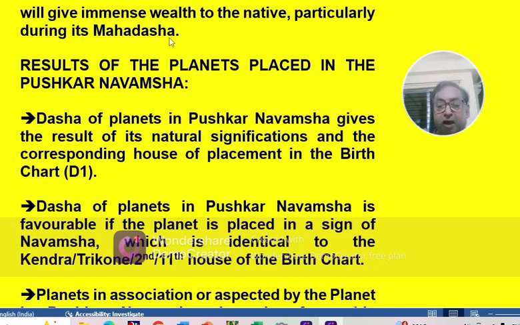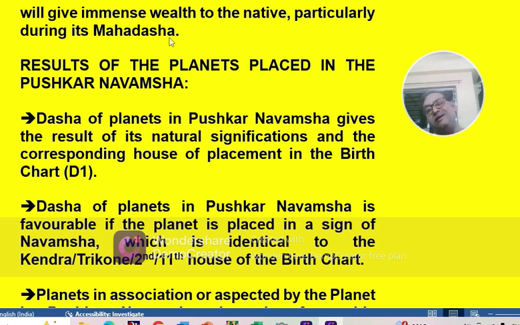Dasha of planets in Pushkar Navamsha gives the results of its natural significations and the corresponding house of placement in the birth chart. Let us take a hypothetical example. Suppose your Venus is in Pushkar Navamsha, isn't it? And your Lagna is, for example, Libra. Your Lagna is Libra and your Lagna Lord Venus is in Pushkar Navamsha.